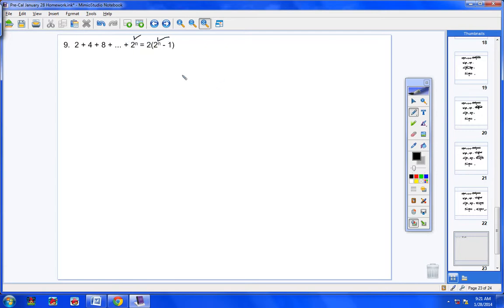So let's go ahead and start simplifying this, algebraically improving it. Put a k in for n, so 2 to the k. And then over here, put a k in for n, so 2, parentheses, 2 to the k power, and then minus 1.